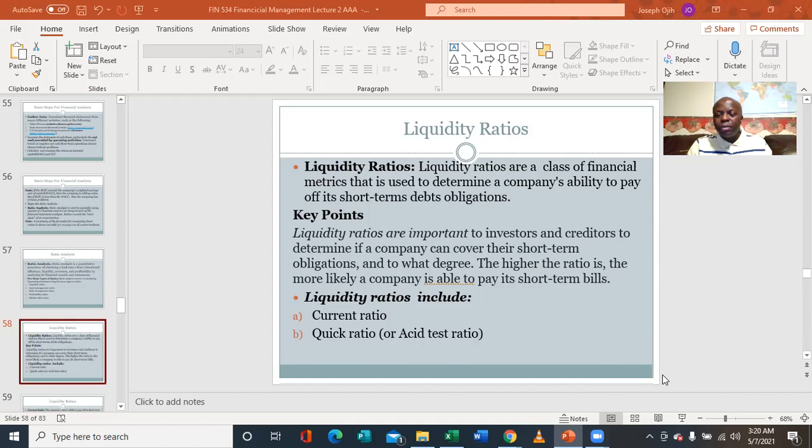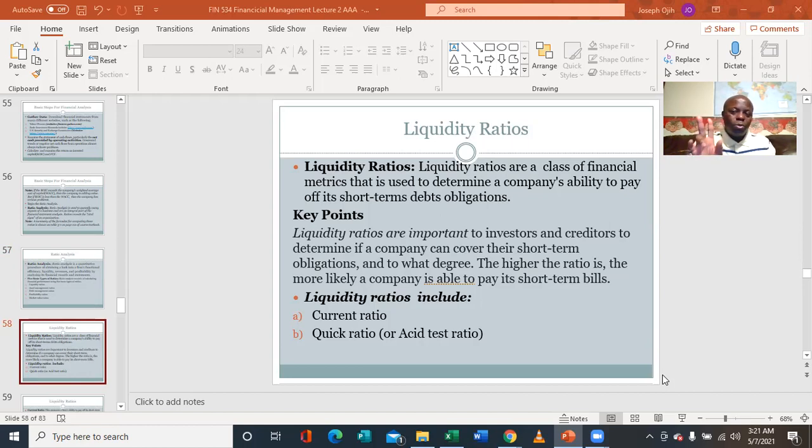That means monthly bills, their utility bills. So use liquidity ratio to check those things. Now, they are very important to investors and creditors because they use them to determine if a company can cover their short-term debt obligations. So, generally speaking, the higher the liquidity ratio, the better. That means the company has enough current assets to settle their current debts.